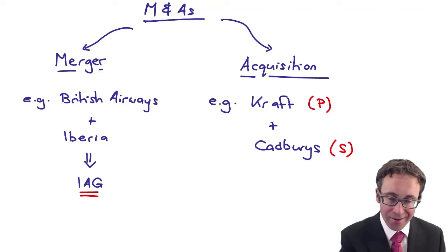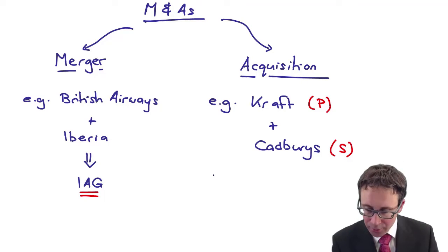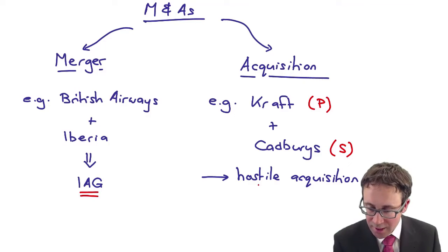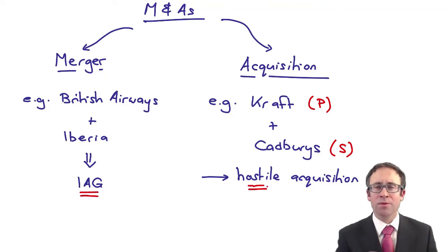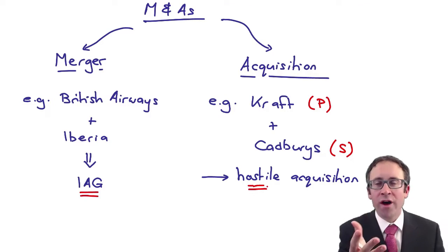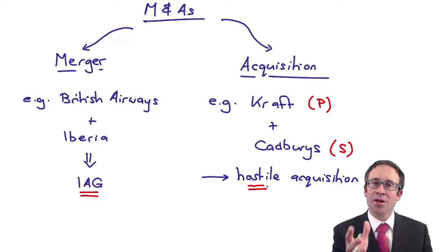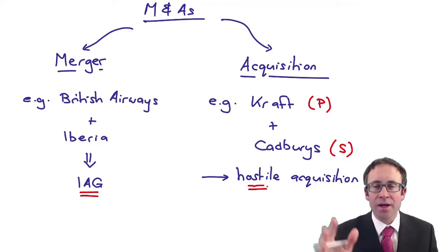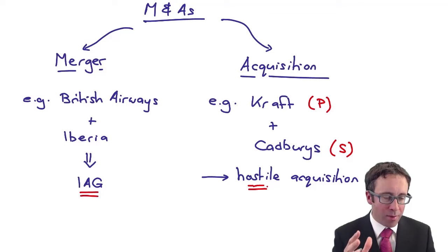The reason why I've used that as an example is because it was seen a while ago as an example of what's referred to as a hostile acquisition. Now that doesn't mean that there's warfare between the two, quite literally. Guns and tanks and military aircraft, none of that hostility.